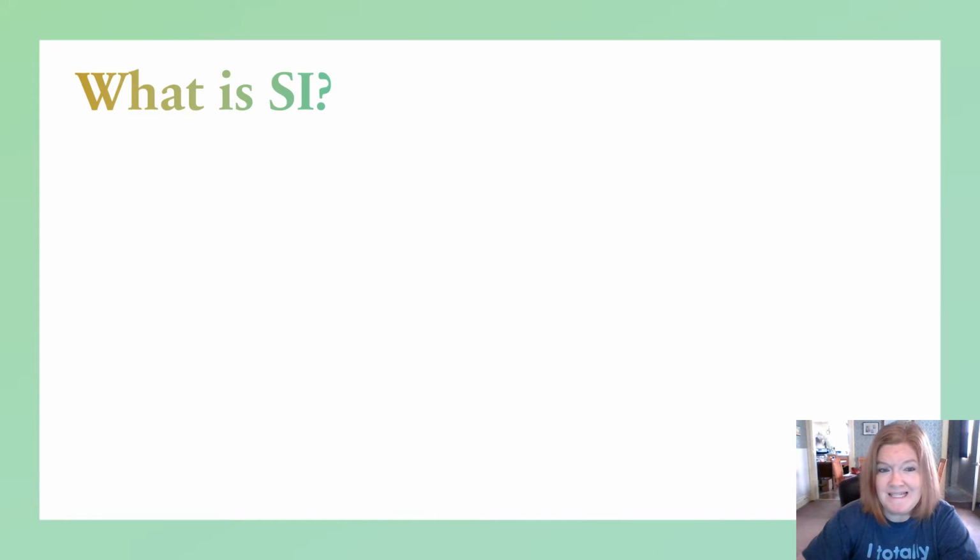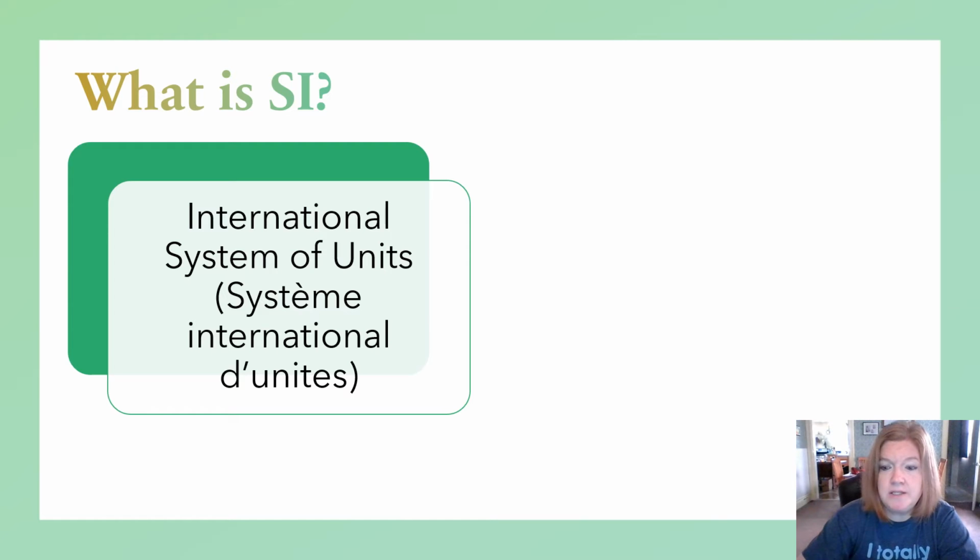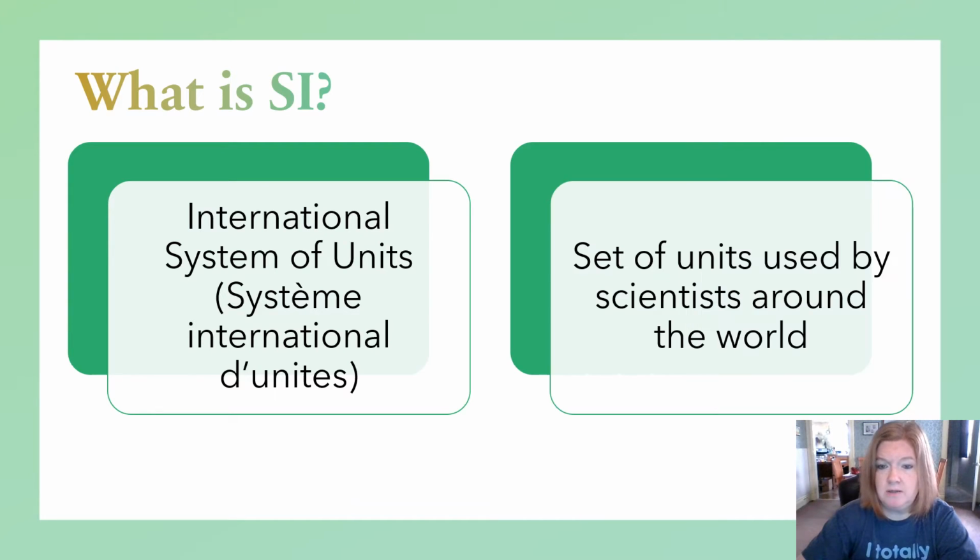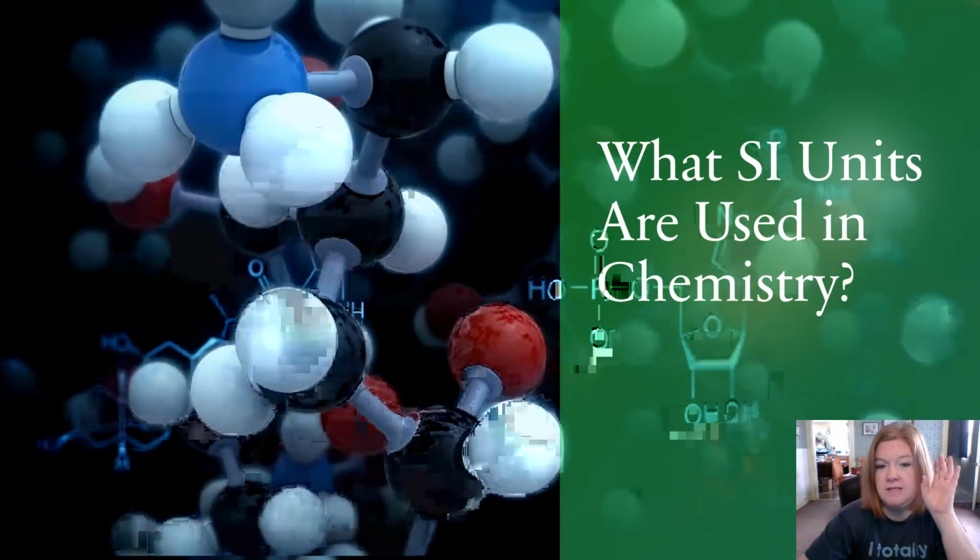Okay, so what is SI? Well, it's the International System of Units. It's a set of units used by scientists all around the world so we communicate the same, so there's no misunderstandings. Oh, I thought you meant 7 centimeters. You actually meant meters. Oh, I'm so sorry. Or you meant 7 centimeters, I thought you meant 7 inches. No, we're going to use the same units and we're going to communicate the same.